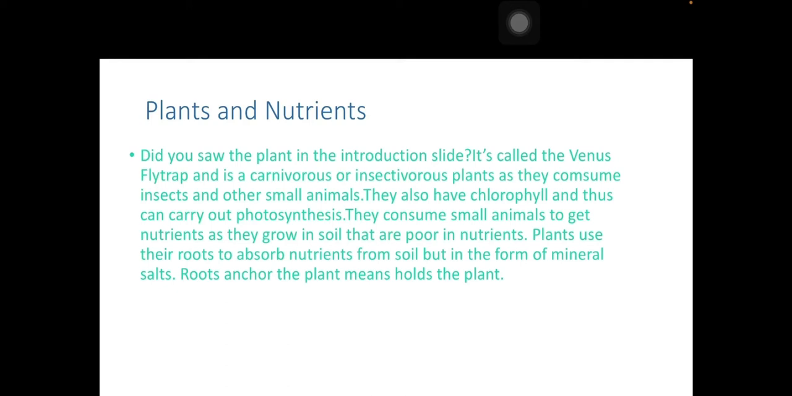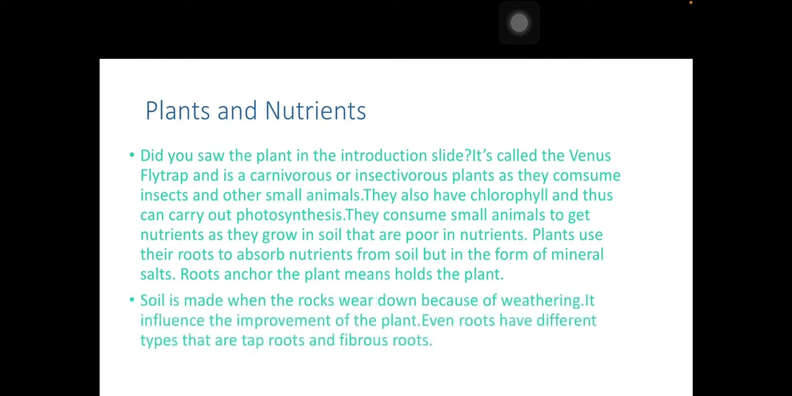Plants use their roots to absorb nutrients from soil, but in the form of mineral salts. Roots anchor the plant, means holds the plant. Soil is made when the rocks wear down because of weathering. It influences the improvement of the plant. Even roots have different types, that are taproots and fibrous roots.